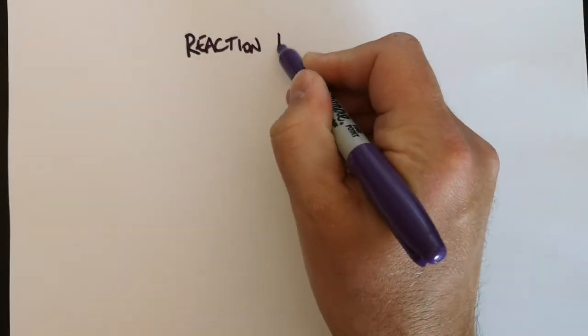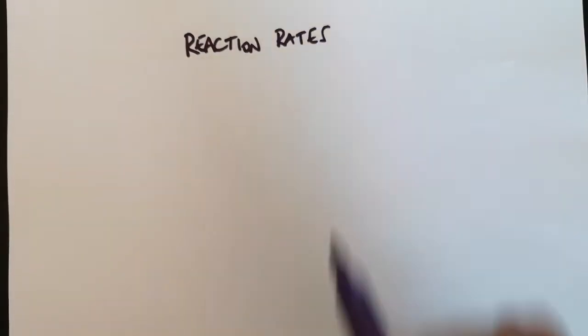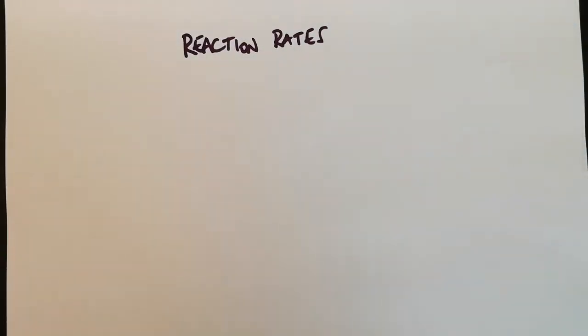Now in this video we'll look at what a reaction rate is and how we can represent it on graphs, and in future videos we'll look at what can affect reaction rates and how we measure them. So firstly, what do we mean by a reaction rate? Well, we mean the speed at which a reaction happens. So there could be fast reactions like explosions or slow reactions like the rusting of iron.